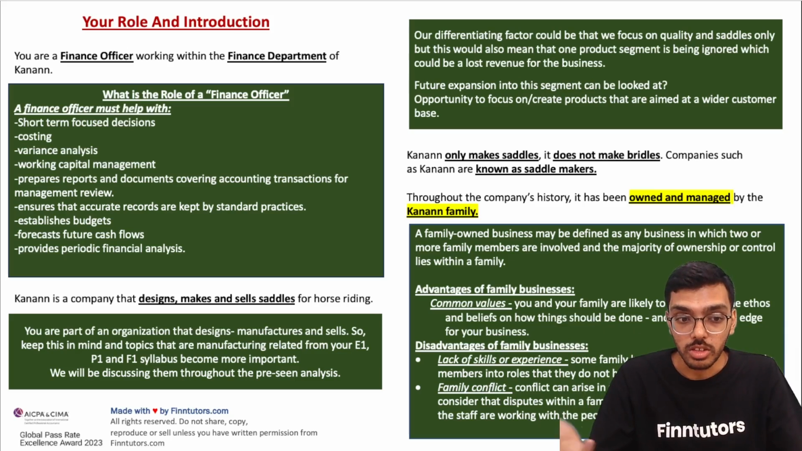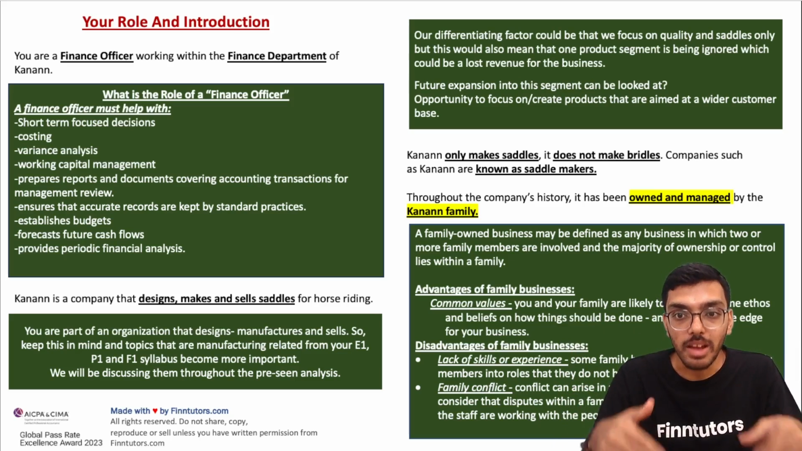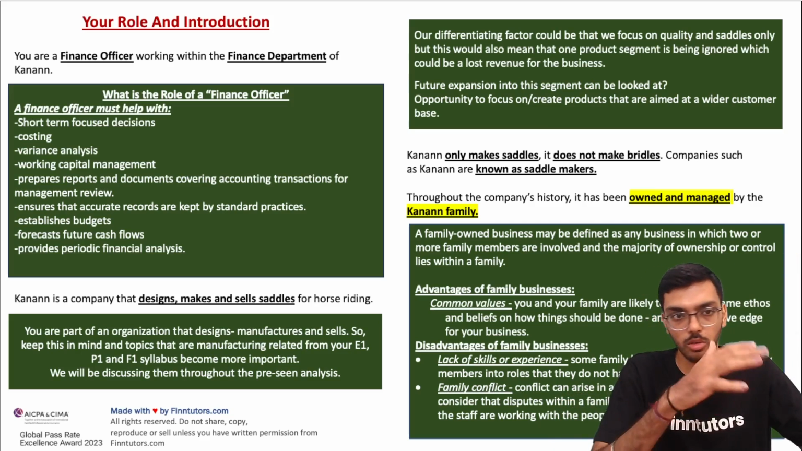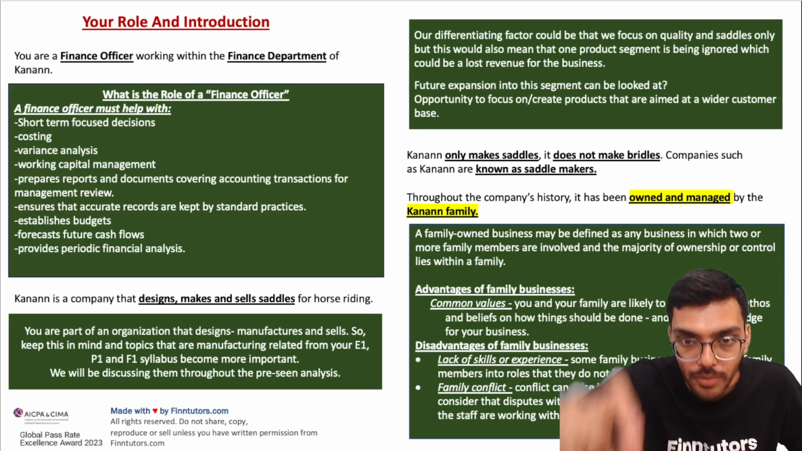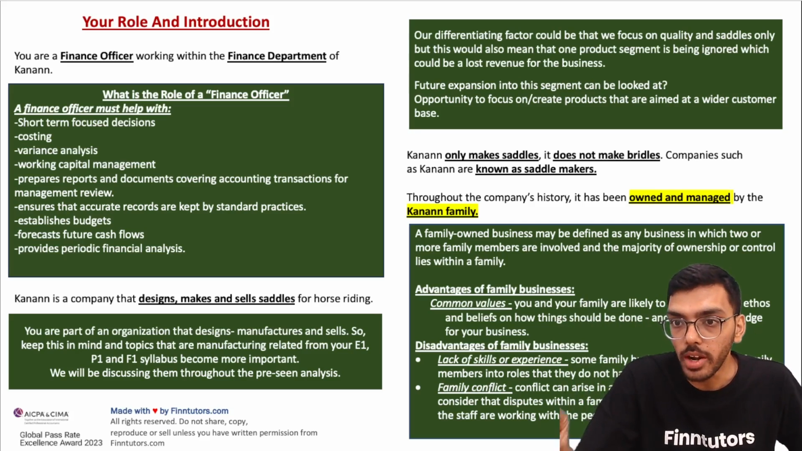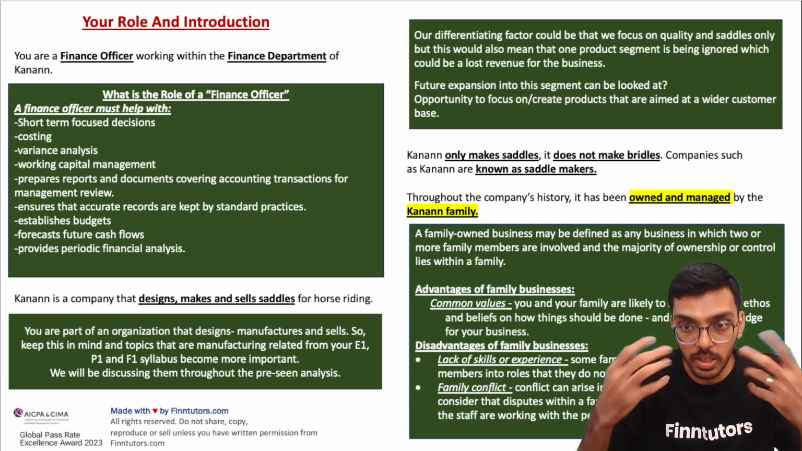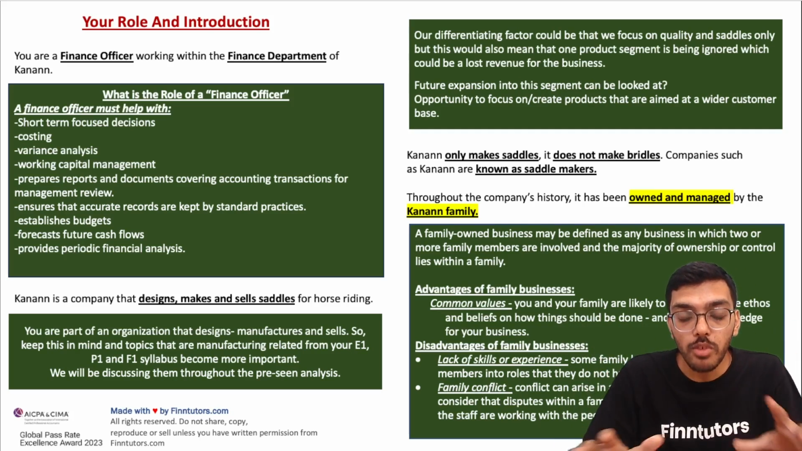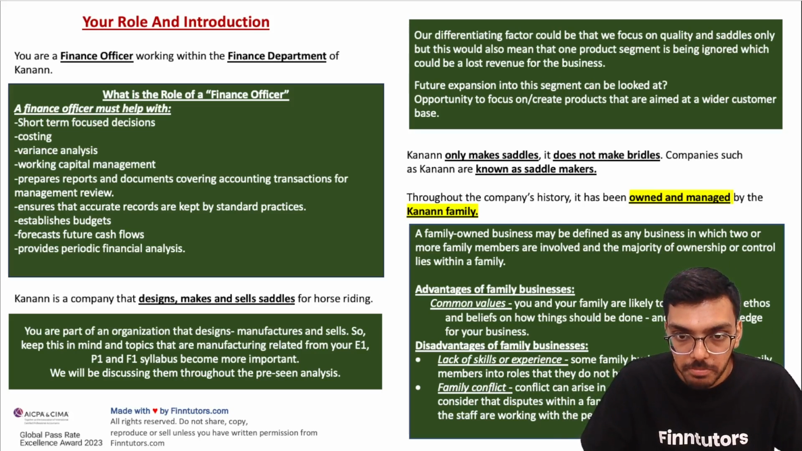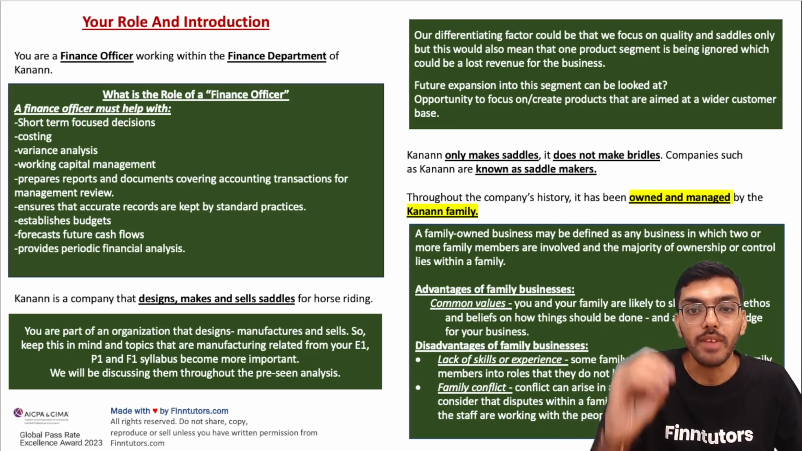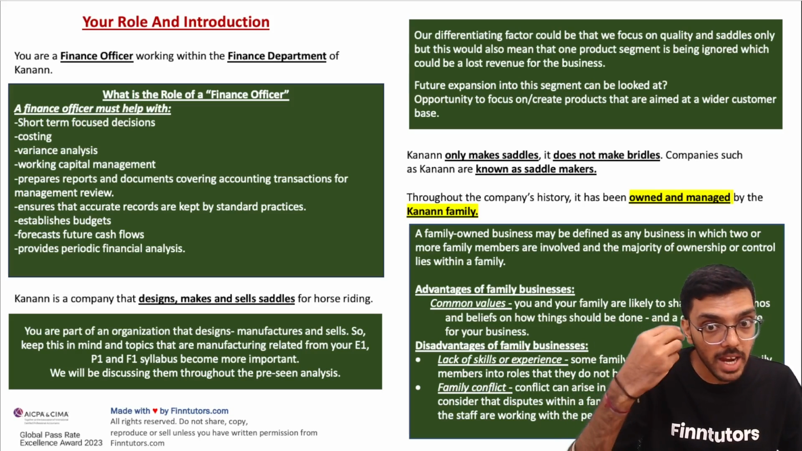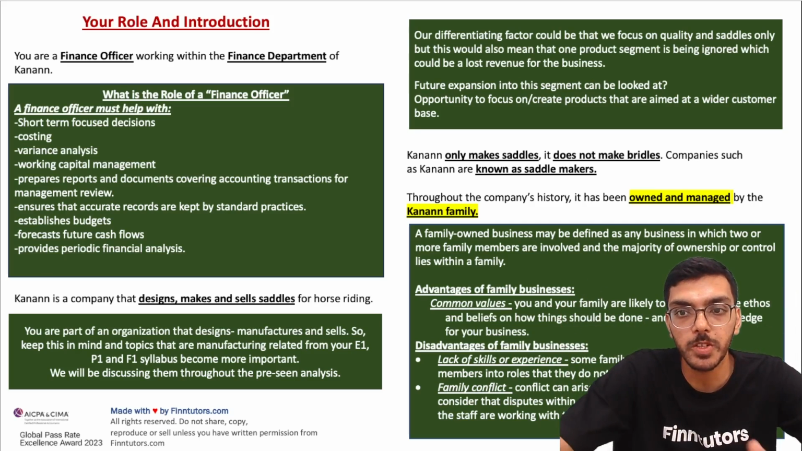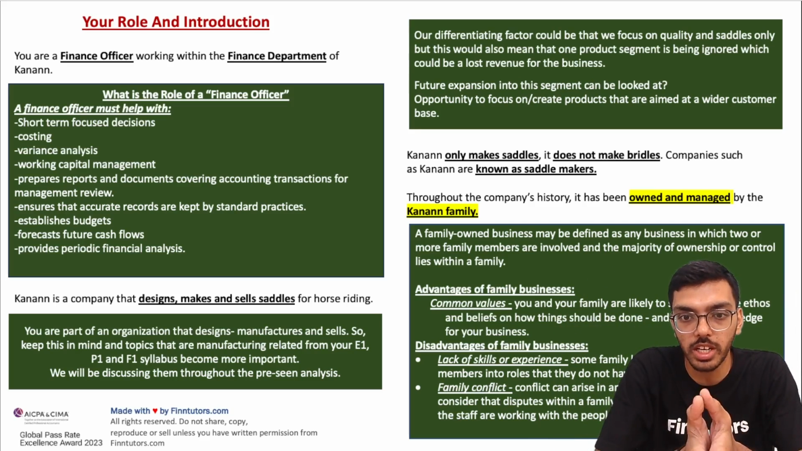So now again, this is a family owned business, a family oriented business, passing down from father to son to daughter, whatever. A family owned business is one which can be defined as a business in which two or more family members have majority ownership. So Kanann is well established as a family business. Keep in mind, if you are a family business, you have good common values. Everybody is working towards one goal because the same family is working together.